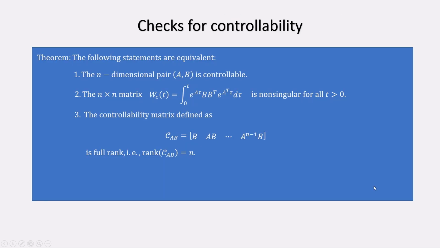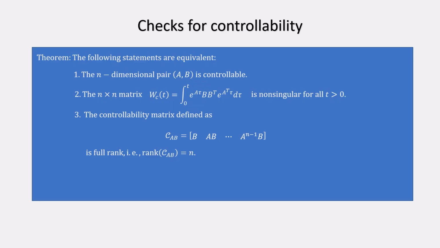This brings us to the PBH test. Now, what is this PBH test? You remember the controllability statements that we had got, the equivalent statements. A system is said to be AB controllable if the controllability Gramian is non-singular for all time t greater than 0, and also if we take the controllability matrix and its rank comes out to be n, then we say that the system is controllable. All these three statements are equivalent to each other.